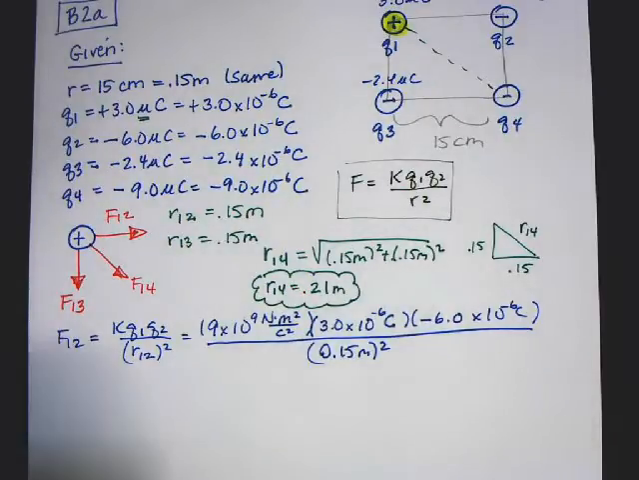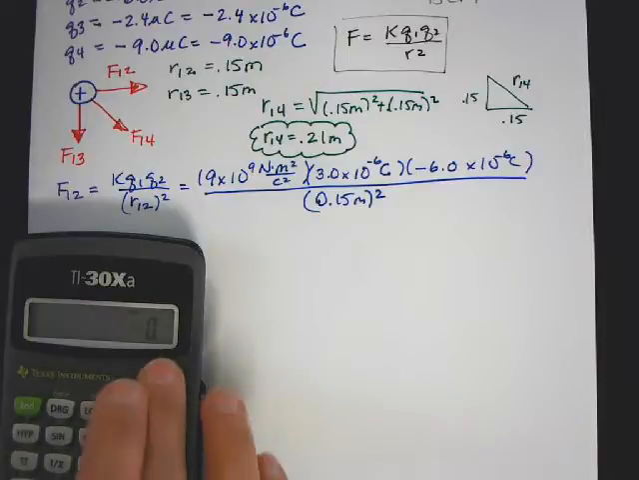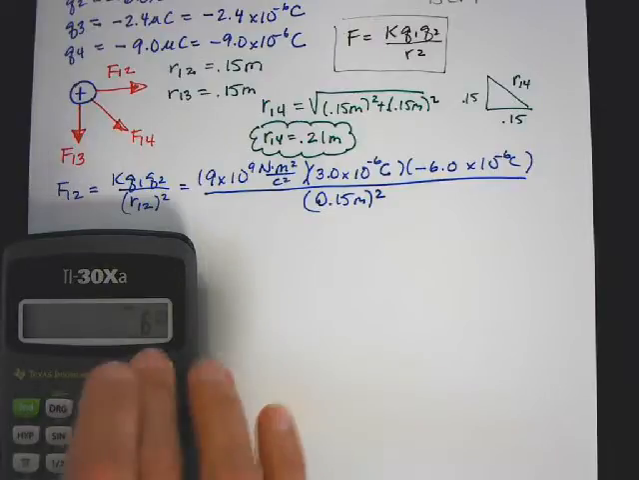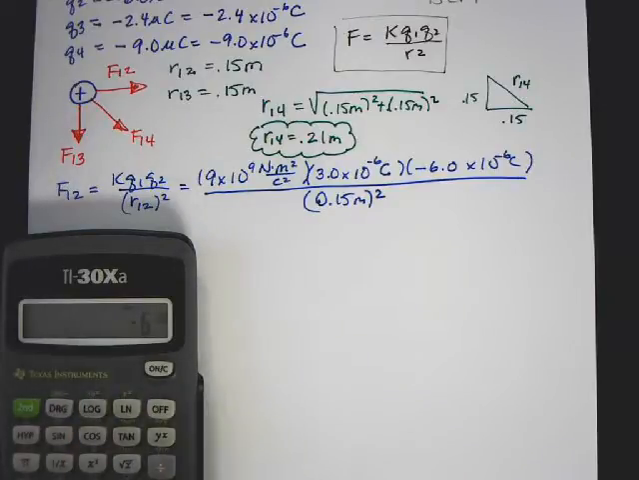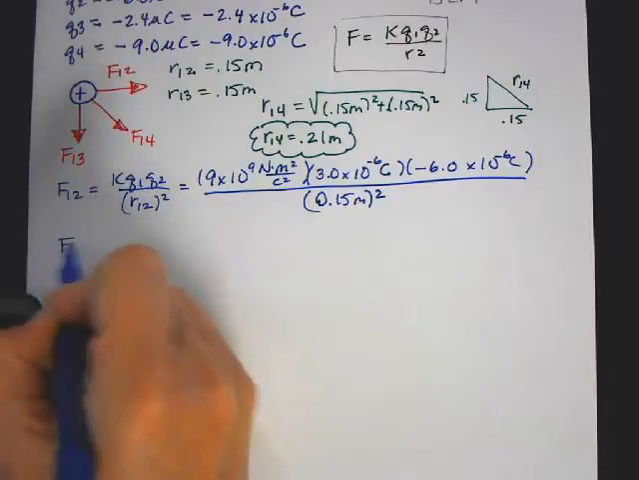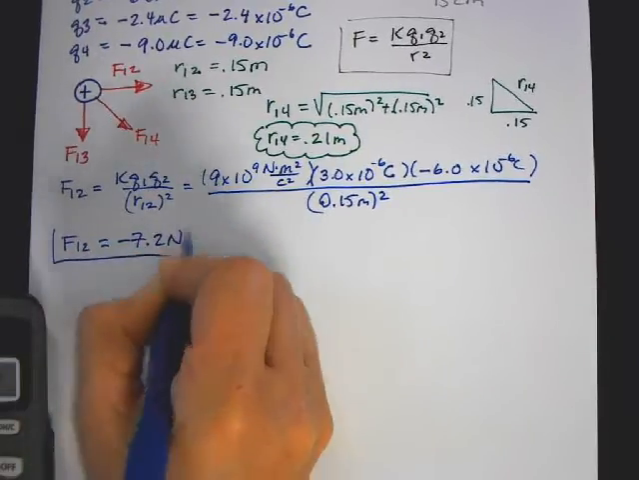Now, on your calculator, you can do it however you want. 6 EE minus, times 3 EE minus 6, equals, times 9 EE 9, divided by... so when I do all that, I get that F12 is equal to negative 7.2 newtons. So that's my first force. Now I do it 2 more times.